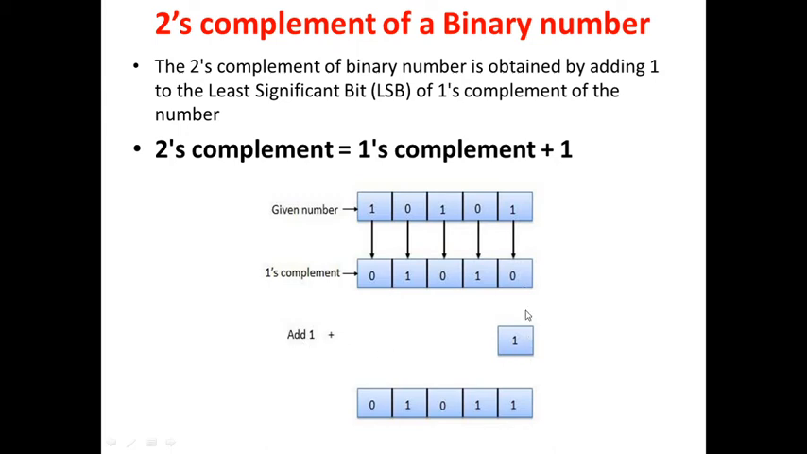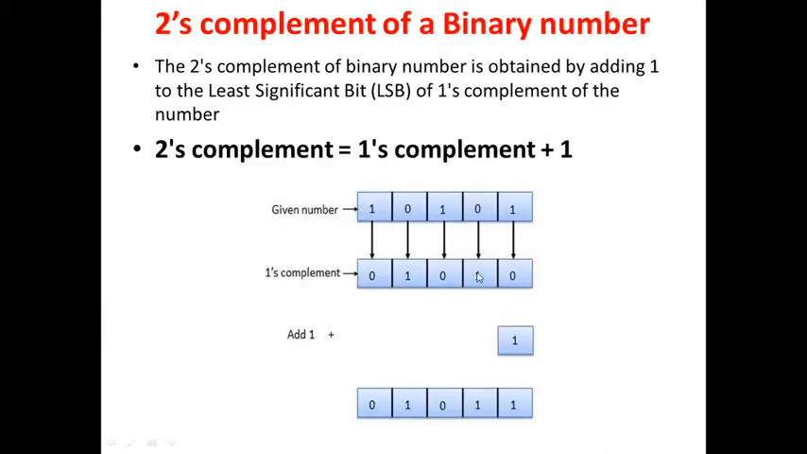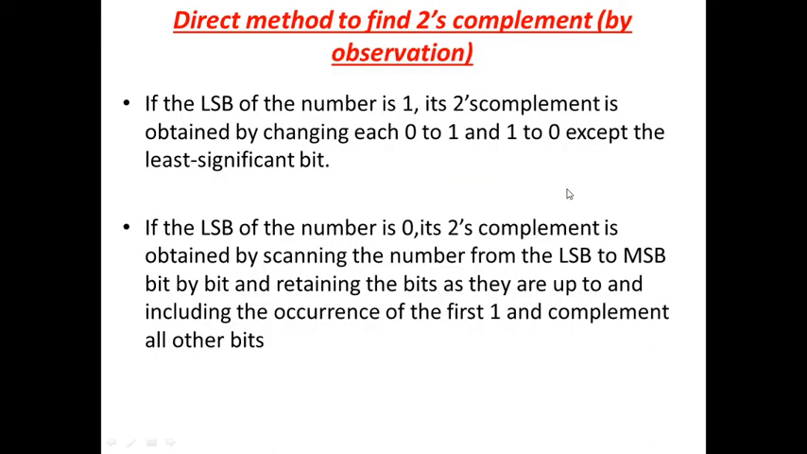Now when you are adding, see to that you are adding it to the LSB. So it is 0 plus 1 is 1. 1, 0, 1, 0. So this number is the 2's complement of this number. Now, this is a slightly longer method to get the 2's complement. I will teach you the direct method to find the 2's complement, which is by observation.